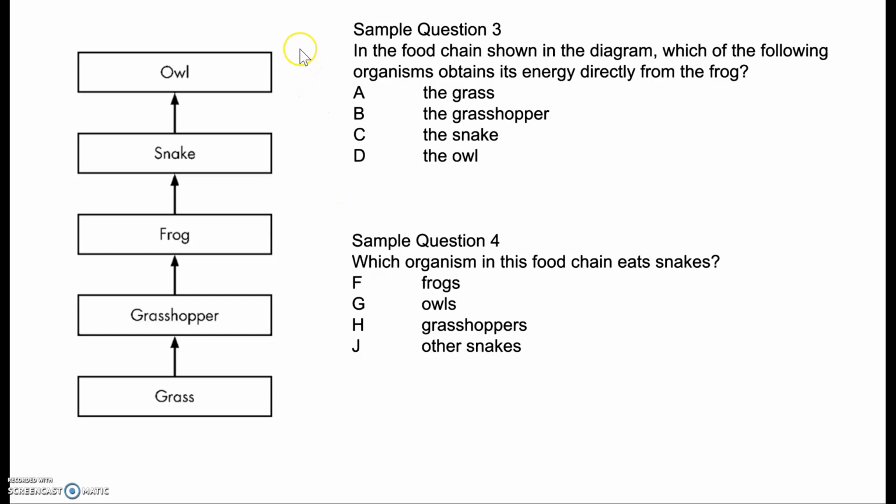Okay, now that you have your information written down, let's look at the sample question. In the food chain, okay, so I know that's a food chain, shown in the diagram, which of the following organisms obtains its energy directly from the frog? Is it A, the grass? Is it B, the grasshopper? Is it C, the snake? Or is it D, the owl? Okay, I want you to pause the video and I want you to answer the question on your own. I want you to try this based on the information you wrote down.